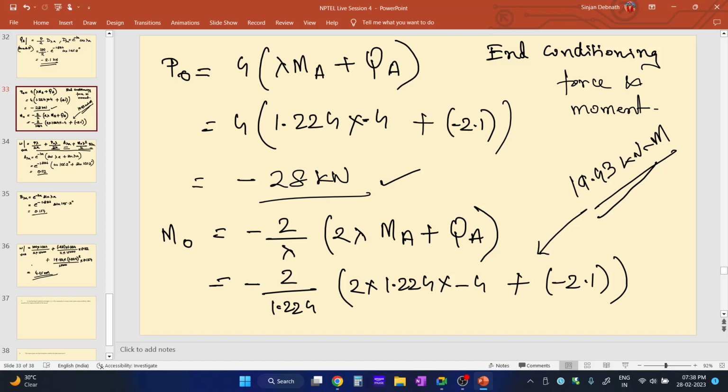Okay. But instead of a free end, if some kind of support is given, then the equations will change. Then everything will change. Okay, that I wanted to know. Yes, then everything will change.